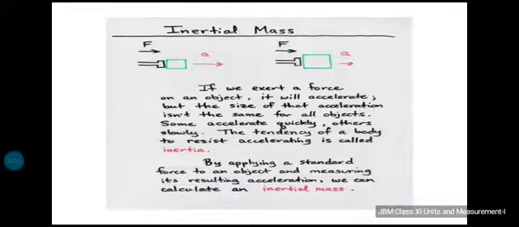So, let us get some idea regarding inertial mass. What is inertial mass? If we exert a force on an object, it will accelerate. But the size of the acceleration isn't the same for all objects. Some accelerate quickly, others slowly. The tendency of a body to resist accelerating is called inertia. So by applying a standard force to an object and measuring its resulting acceleration, we can calculate an inertial mass.